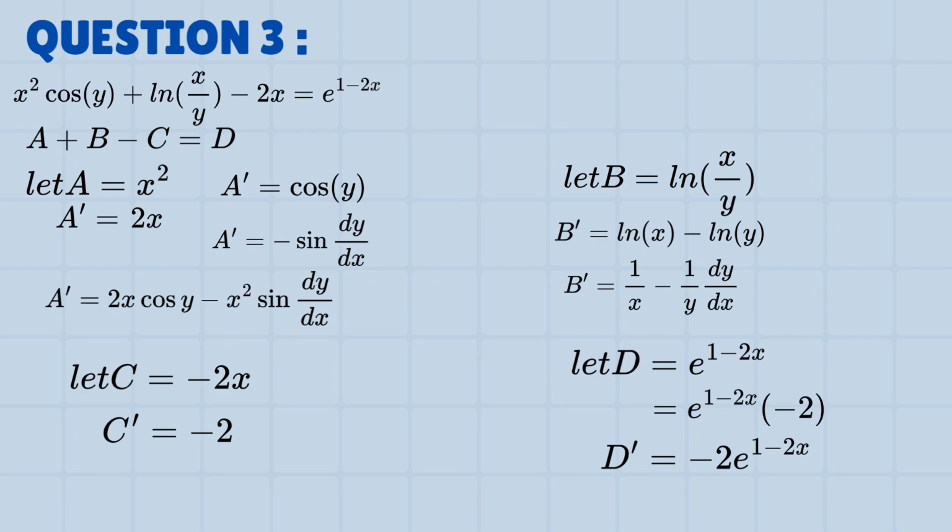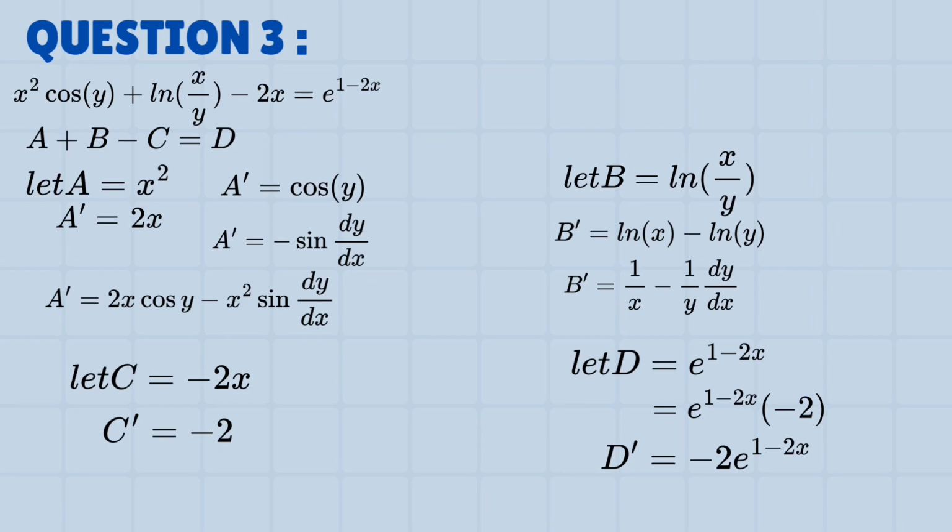to make it easier to differentiate. Step 2, we need to differentiate a. A is x squared cos y, so we use the product rule for this equation. A equal to x squared and then a prime equal to 2x. So we got cos y and the derivative of this is minus sin y times dy/dx. So a prime becomes 2x cos y minus x squared sin y times dy/dx.